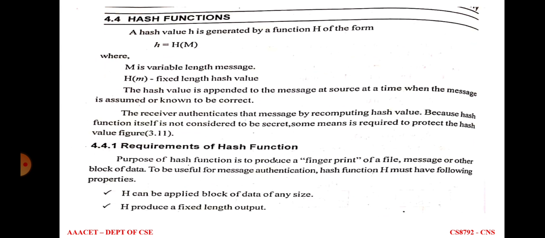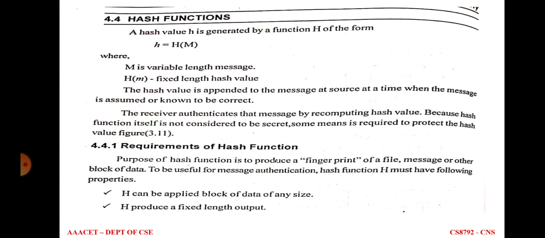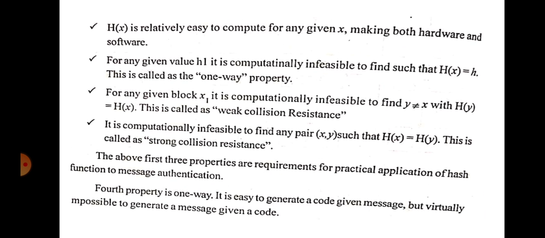So it has the formula h is equal to h of m. It takes any variable length message as input, but it produces only a fixed size output. And there are six properties. First one is variable size input. Second one is fixed size output. Third one is that it is easy to compute for any value. For example, you have to find h of x. If they give the value of x, then you can easily find the value of h of x. So this is the third property.